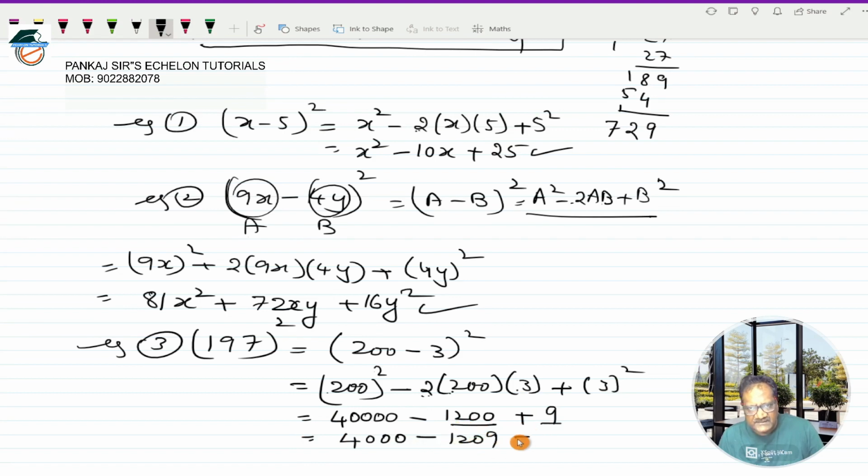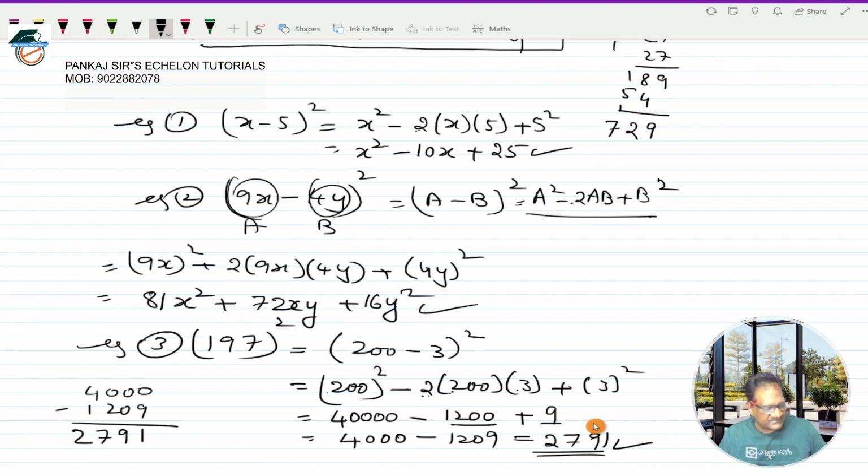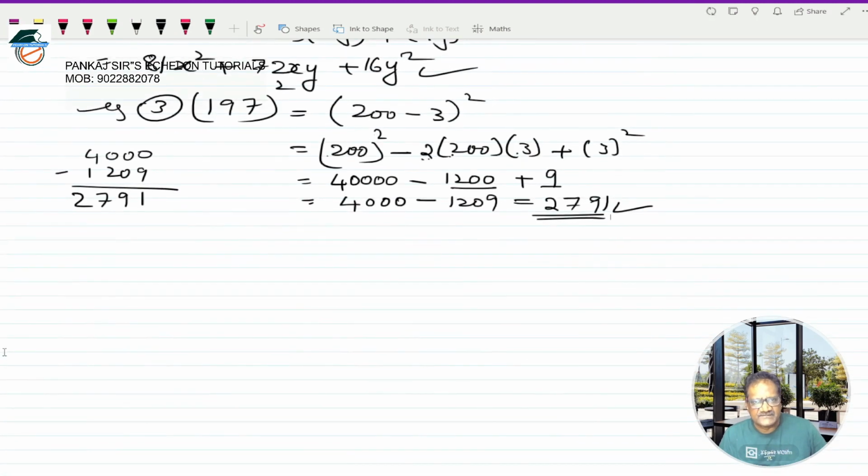Now this should work out to how much? Now 4000 minus 1209 should be how much? 10 minus 9 is 1, 9 minus 0 is 9, 9 minus 2 is 7, 3 minus 1 is 2. So this will work out to 2791. So this is the answer. 197 square is this. Got it?